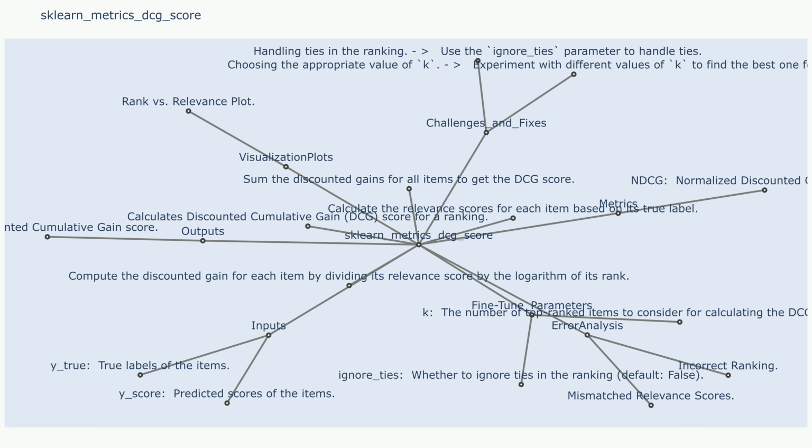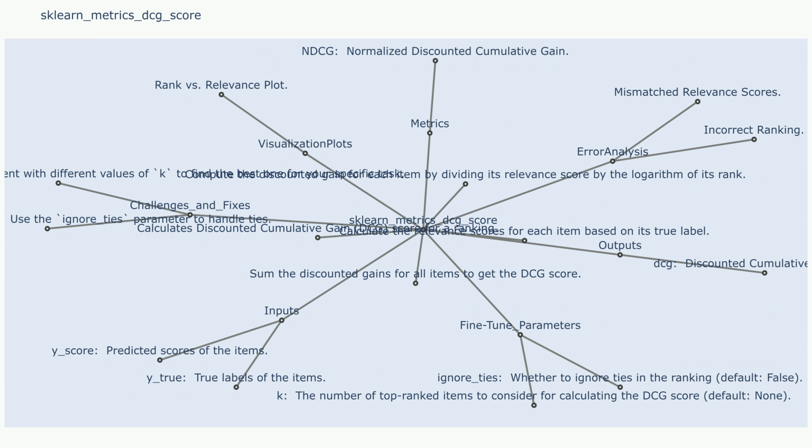Uncertainty methods. Bootstrapping: you can use bootstrapping to estimate the uncertainty in the DCG score. This involves repeatedly sampling with replacement from the original data and calculating the DCG for each sample.